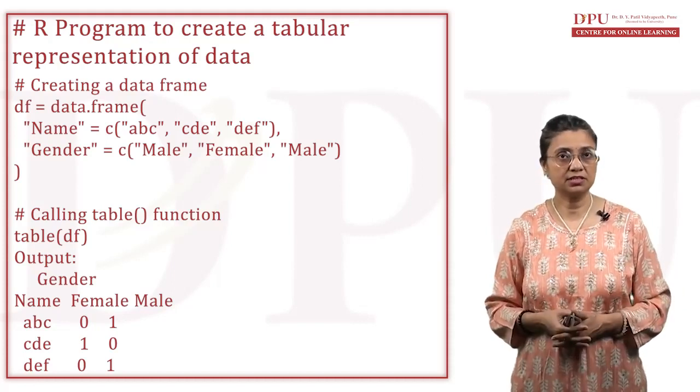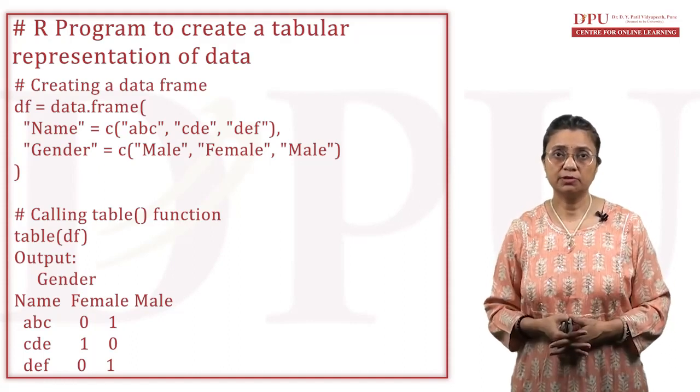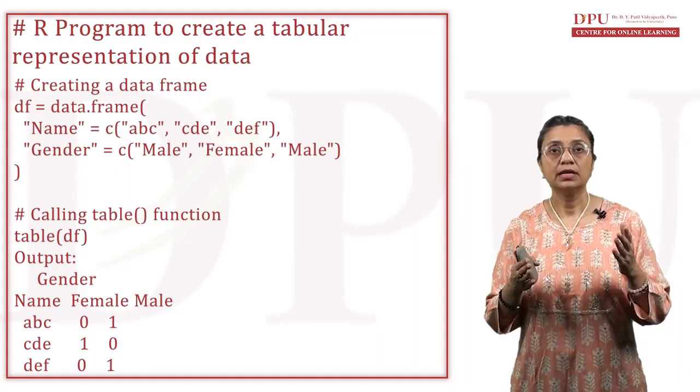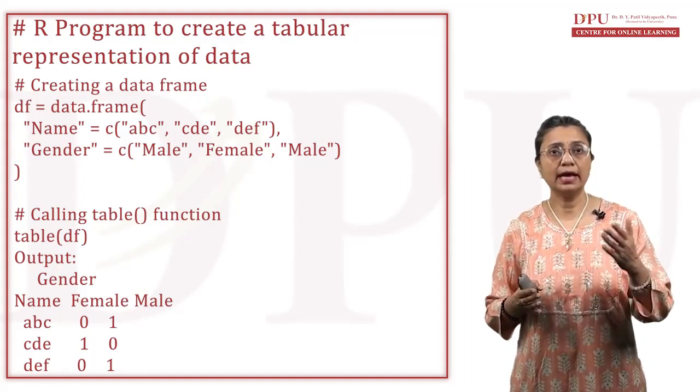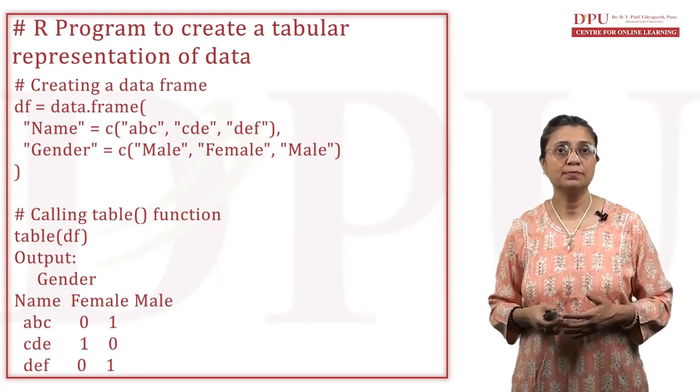We have created a data frame with 2 columns, name and gender. And then we are calling a table function. In the table, we pass the data frame. So here you can see gender is male, female, and name is A, B, C, C, D, E, and D, E, F. So you have name, female, and male.